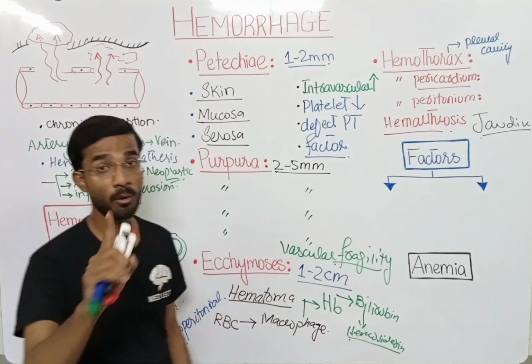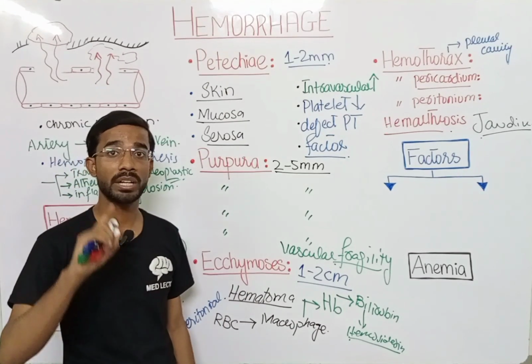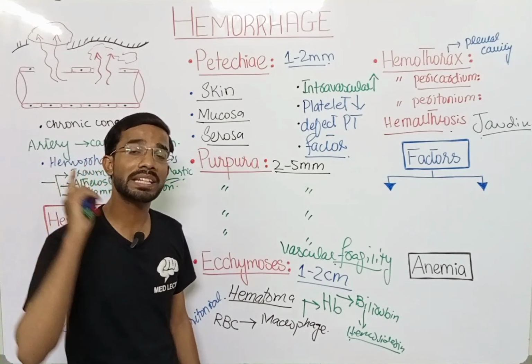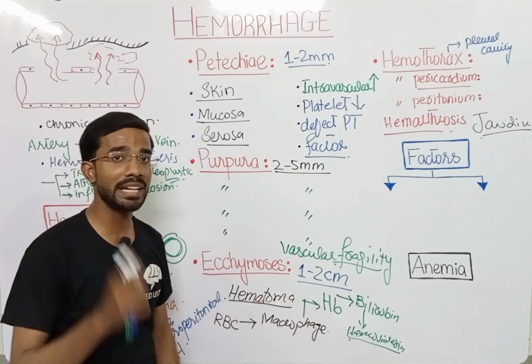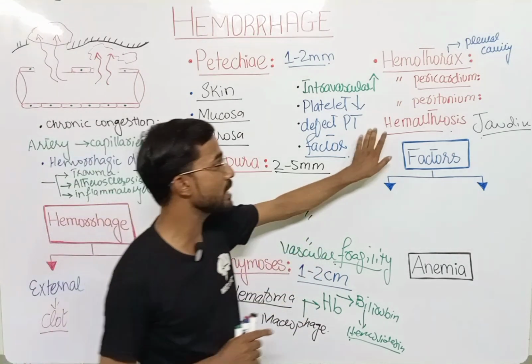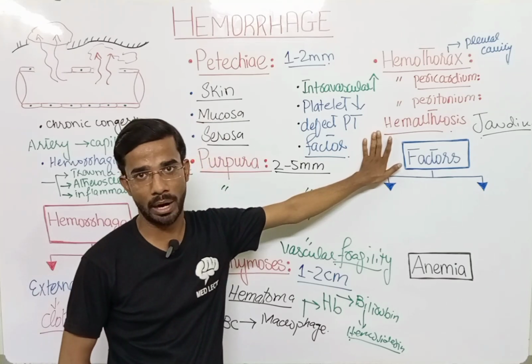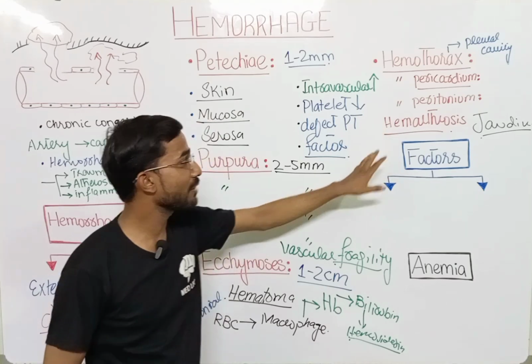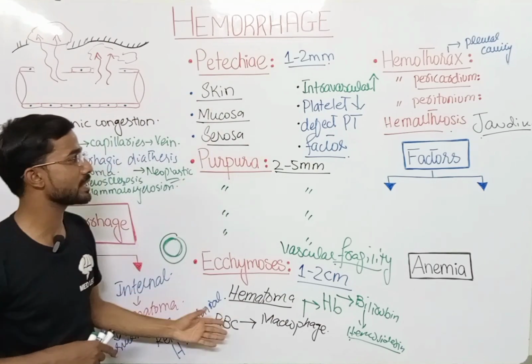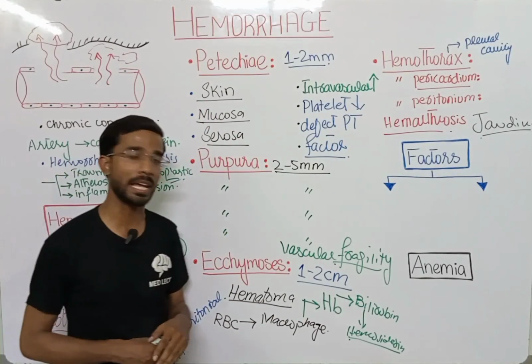So hemophilia is the most important example in which you will see the factor A deficient. So in the factor A deficiency in hemophilia you will mostly see the hemarthrosis, formation of the hematoma in the joints. But when you will see the defect in the platelets, you will see these petechiae, purpura and ecchymoses.